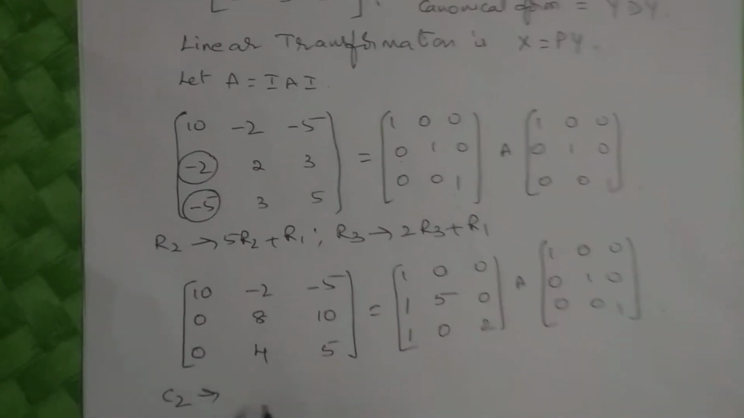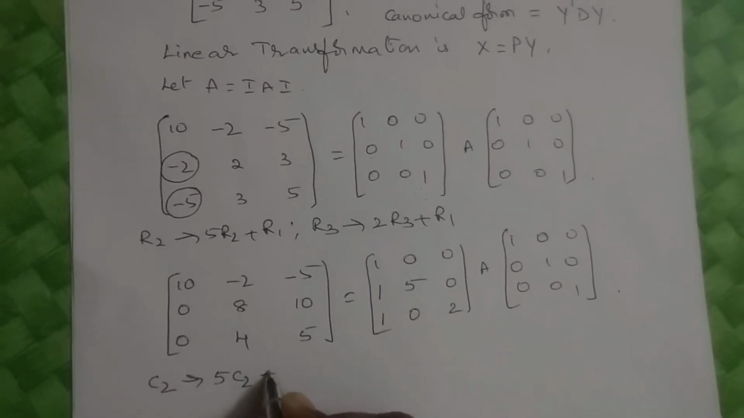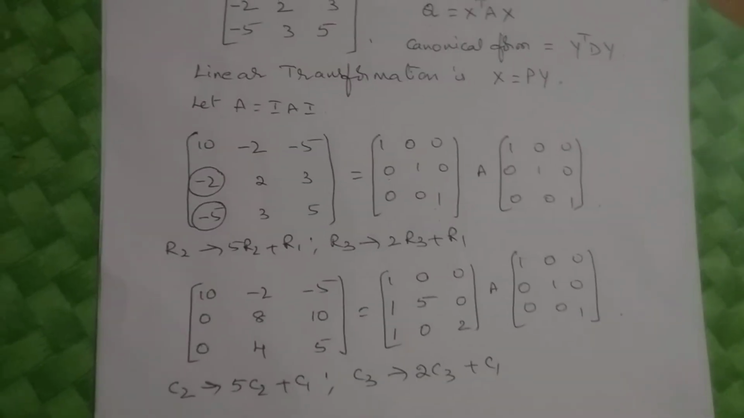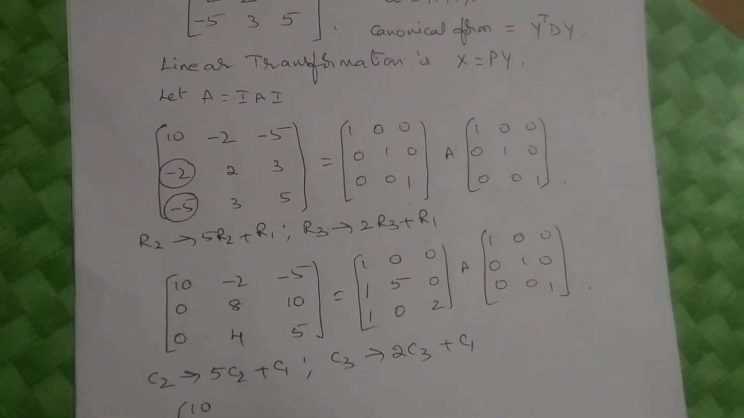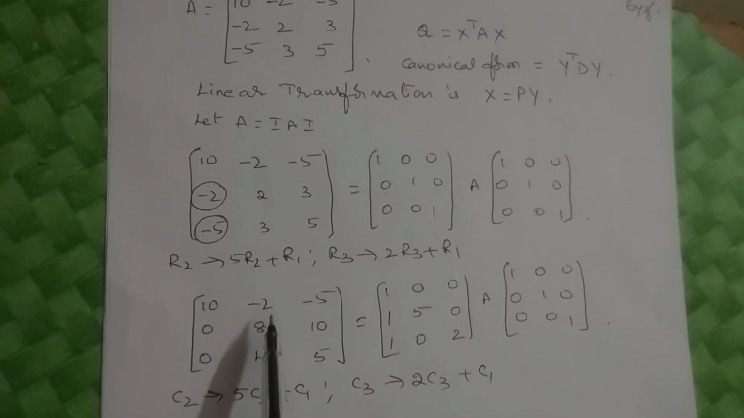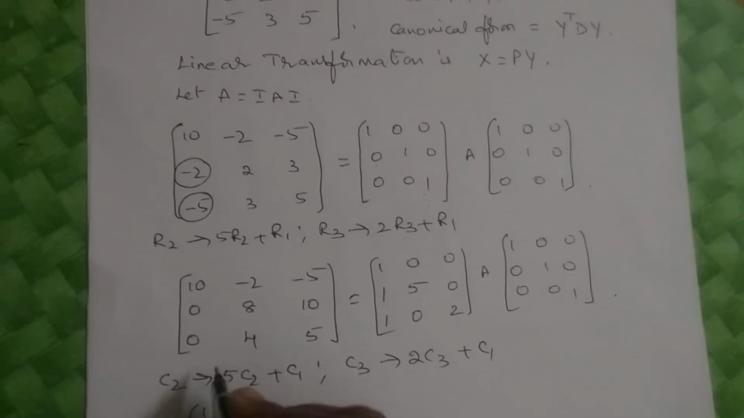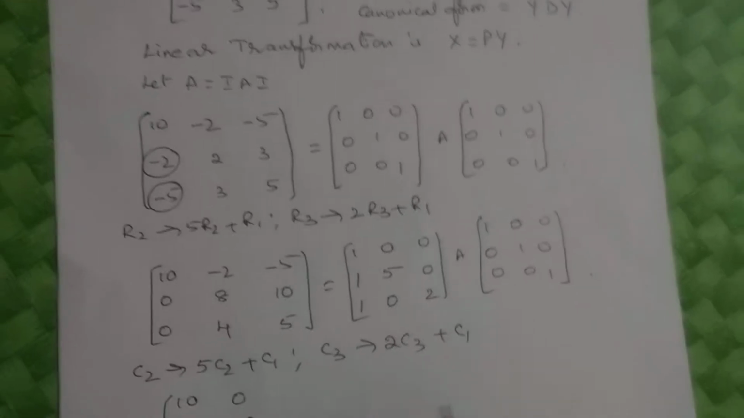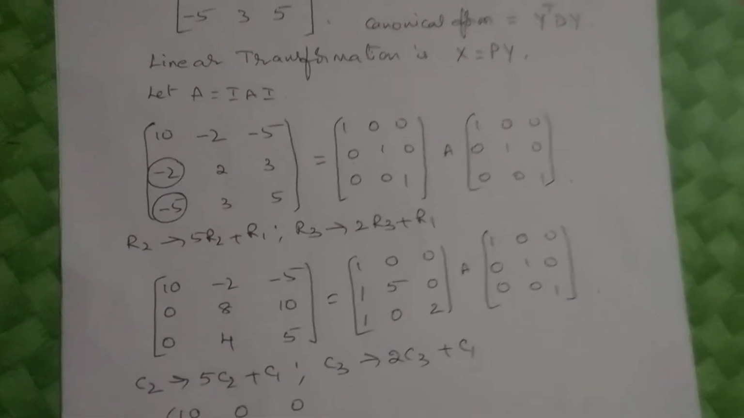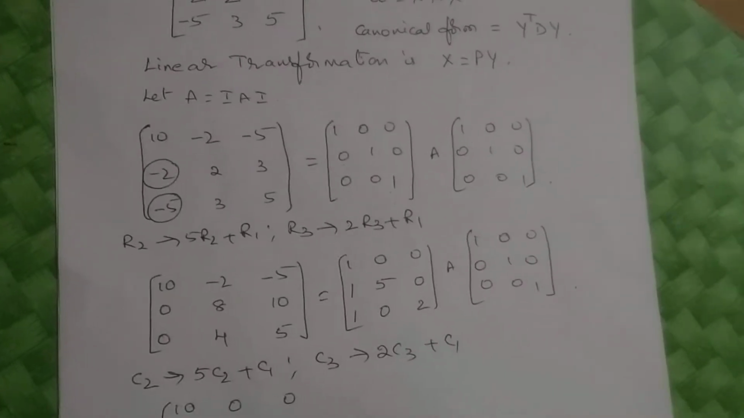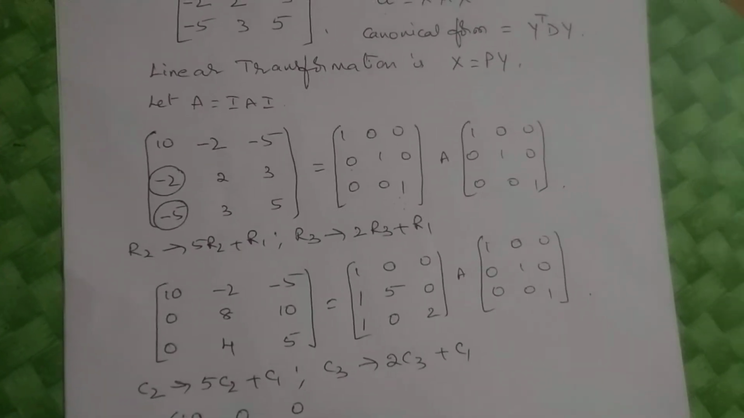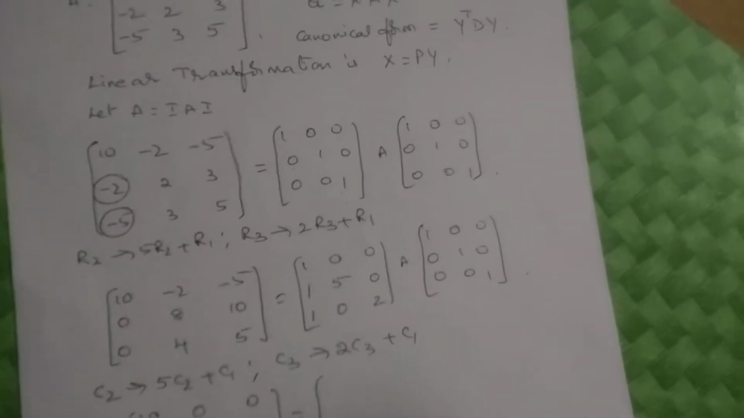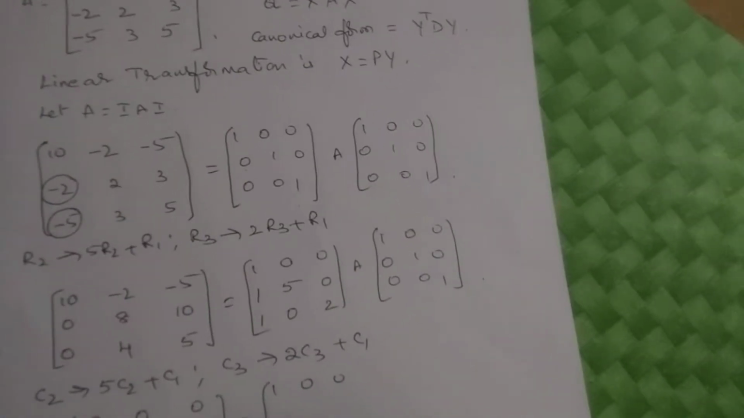So this becomes C2 implies 5 into C2 plus C1, C3 implies 2 into C3 plus C1. Now what happens? This is 10, 0, 0, and minus 10 plus 10, 0, 40 plus 0, 40, 20 plus 0, 20. Now the third column: minus 10 plus 10, 0. Next 20 plus 0, 20. Next 10 plus 0, this is 10. Okay, and here we have applied the column operation.